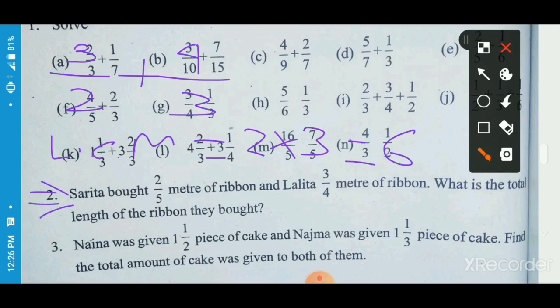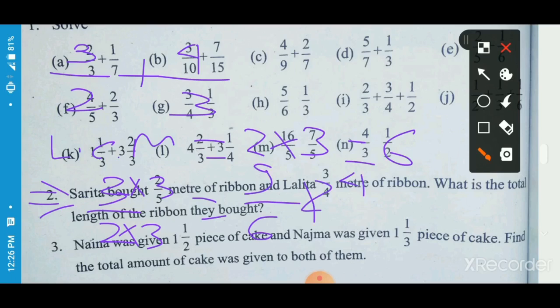Now it is 3 upon 2 and we need 6 as a denominator, so we multiply 2 with 3 and 3 with 3 also. 3 3s are 9, so the new fraction is 9 upon 6, and the second fraction is also multiplied by 2 because we need 6 as a denominator. So 3 2s are 6 and 4 2s are 8.